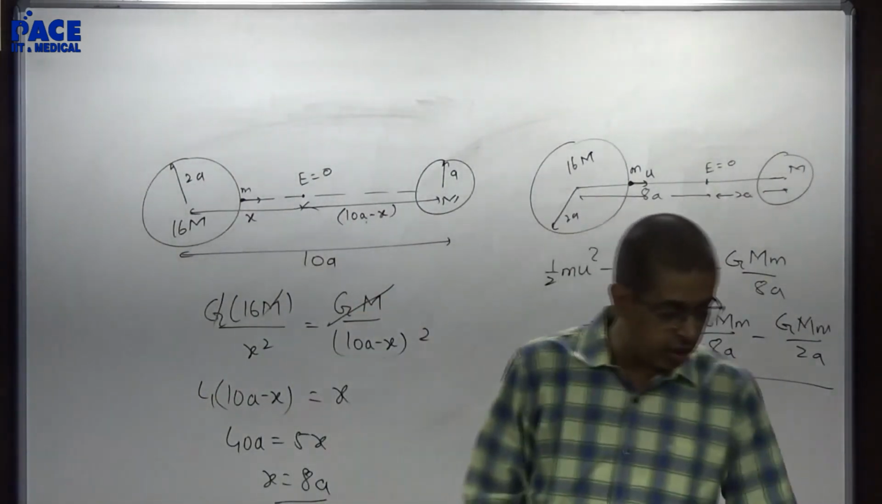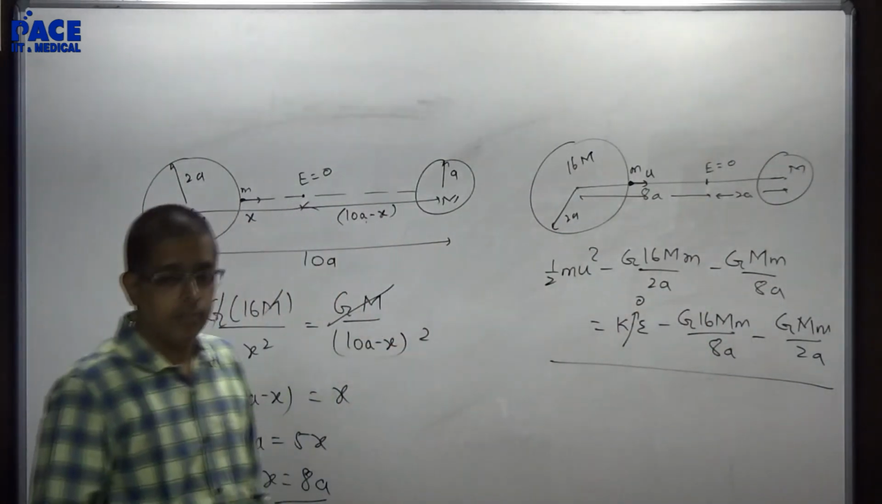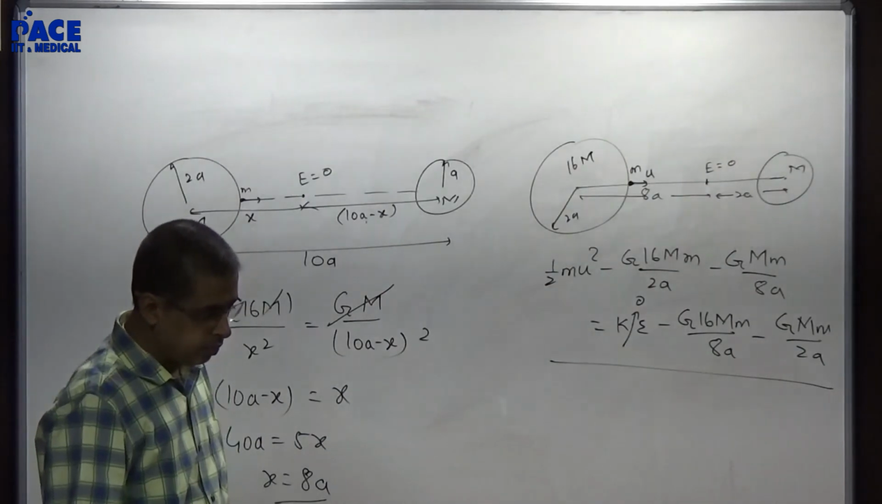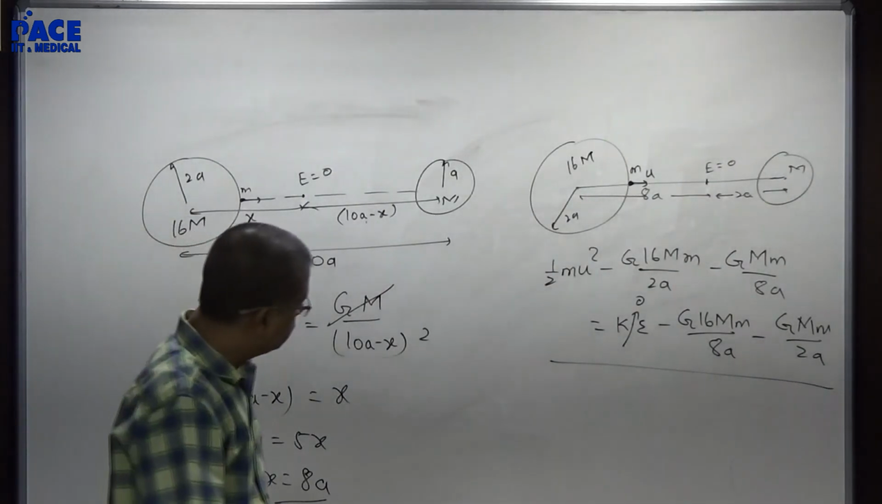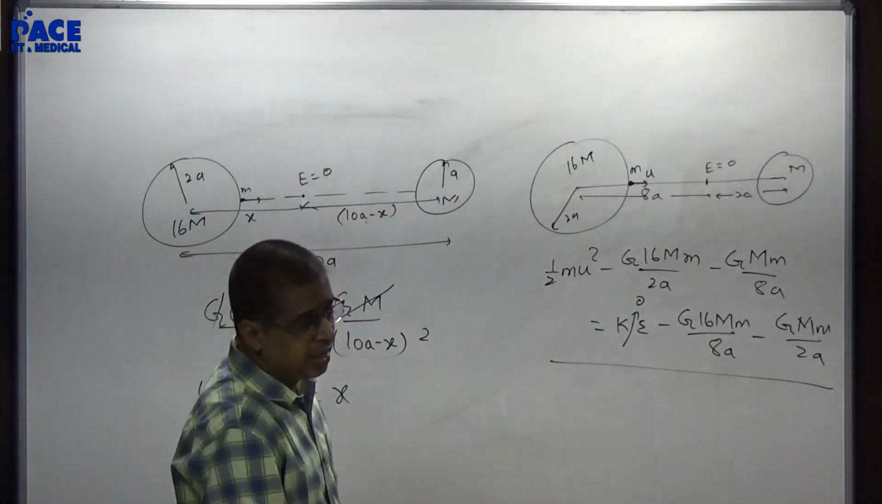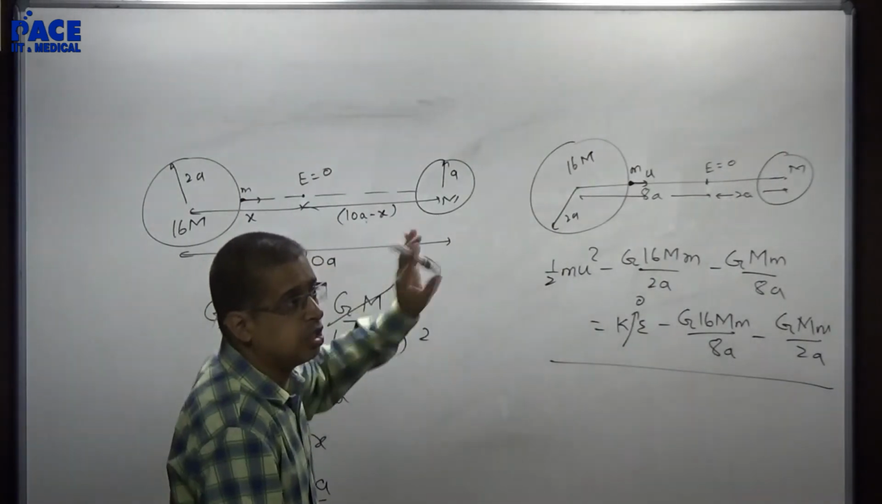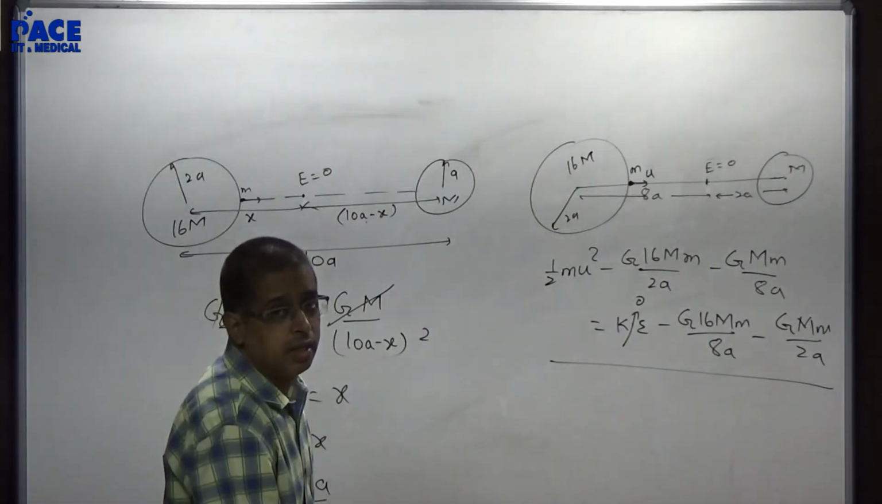Sir, would you consider that the two planets are also attracting each other? No, that has been given in the question, that for the sake of the problem, you can consider both the stars to be stationary.